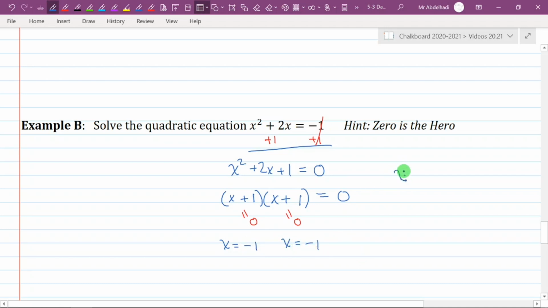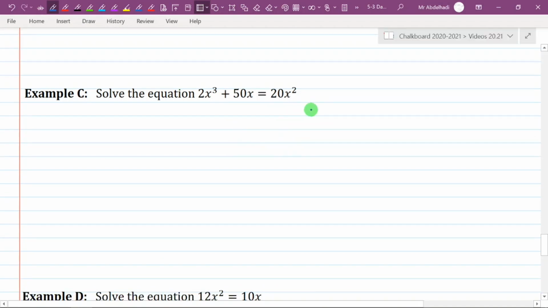So your answer is x equals -1, and we got that by factoring, by the zero product rule. Let's solve this equation now. Once again, 0 is the hero. Do I have a 0 here? No, I don't. So I need to get a 0 here first. That's your first most important thing, is to have a 0 on this side. You cannot solve a quadratic equation unless the other side of the equation is 0.